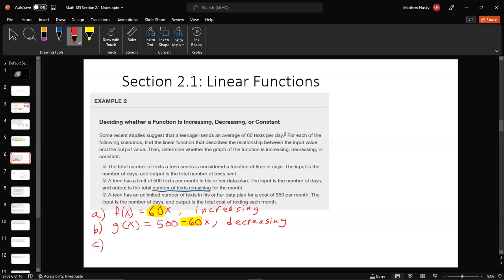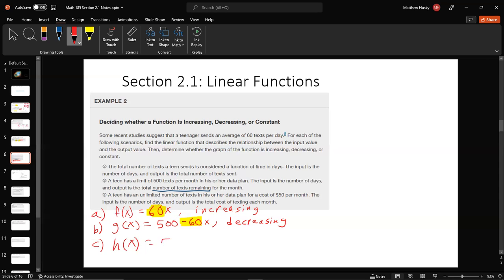Part C, what does that say? A teen has unlimited number of texts in his or her data plan for a cost of $50 a month. The input is the number of days. The output is the total cost of texting each month. So we'll call this h of x. So fun fact, in this scenario, it doesn't really matter how many texts they send. No matter what, they are going to pay $50 a month.